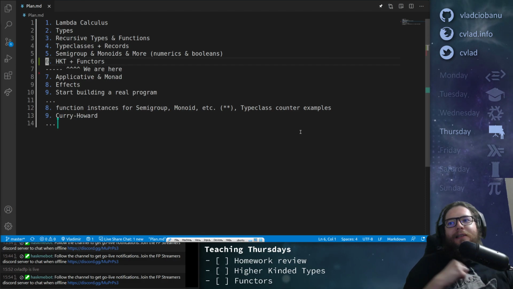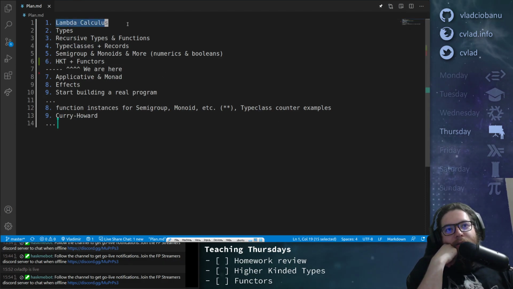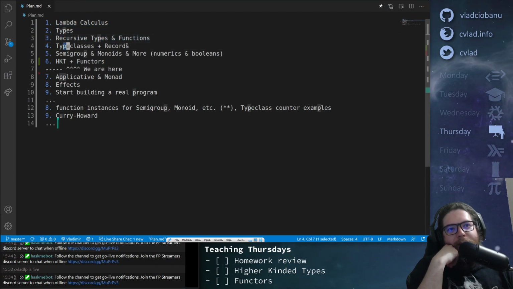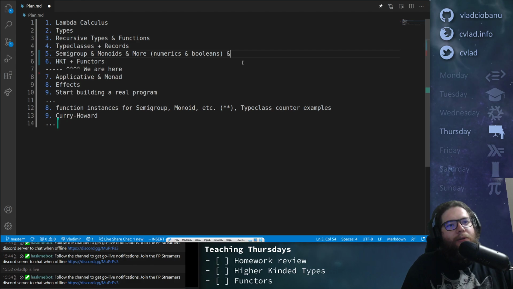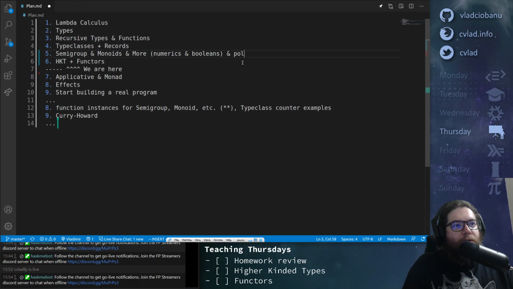First, let's see. We've gone through all of these things until now: lambda calculus, types, recursive types, type classes, and some more type classes here, like Semigroup, Monoids and so on. But then here we also ended up doing, what's it called? Polymorphic functions, right? Yeah.